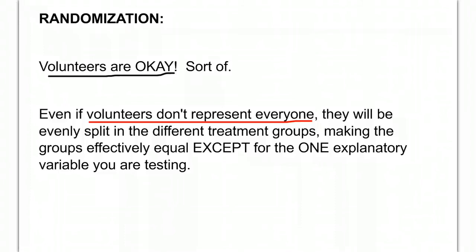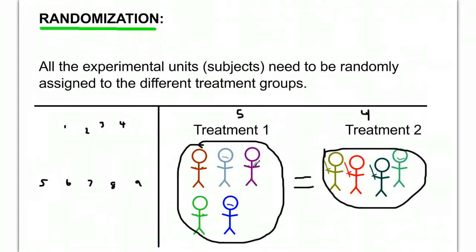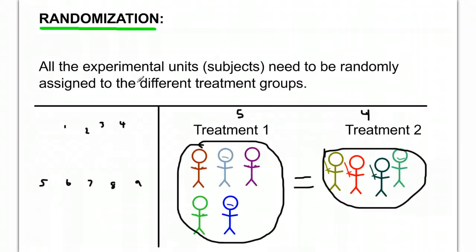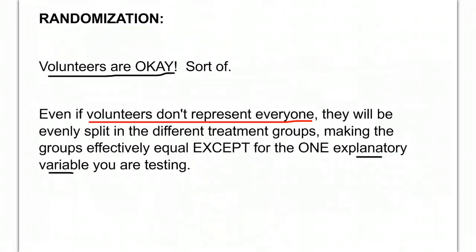And now what we're saying with the volunteers is that even though the volunteers don't represent everyone, as long as you're randomly assigning them to the two treatments, these two groups are going to be roughly the same. They're going to be considered essentially equal for our purposes. And that means that if they're essentially equal, the only difference between them is the explanatory variable that we're testing. The explanatory variable being the different treatments. So this group is equal to this group, but then we apply treatment 1 over here and a treatment 2 over here, and now they're different. That's the only thing that makes them different, and that's why when we do an experiment, we're only comparing treatment versus treatment, because everything else we're saying is essentially the same. That's the key to randomization.